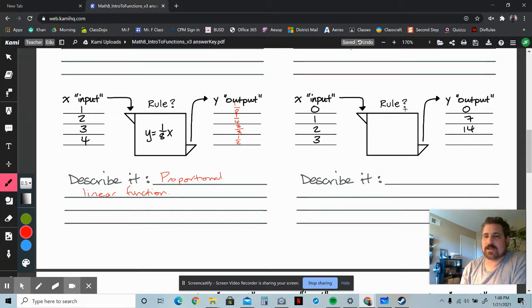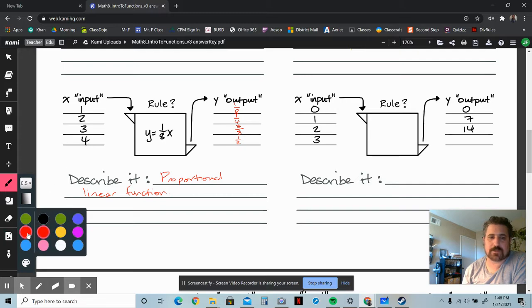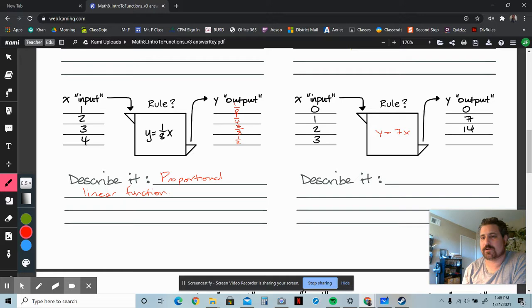0 times something is 0. That could be proportional. 1 times 7 is 7. Is 2 times 7 14? Yes. So this looks like it's a proportional relationship. So in this one, you're going to write y equals 7x, because the ratio of y over x is 7 over 1, or 7. 14 over 2 is also 7, right? So that ratio stays constant. So 3 times 7 is 21. We filled out the table. This is another example of a proportional linear function.